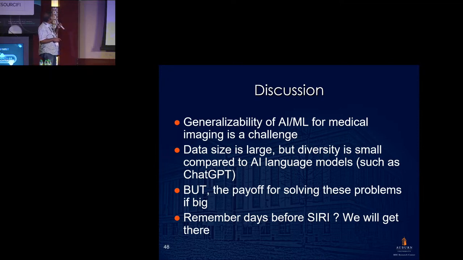What we find is that the generalizability of these machine learning algorithms in the field of medical imaging is a challenge. As I said, the data size is large, but the diversity is small compared to the very successful language models. But the payoff for solving these problems is big. Why is it big? Because, as I said before, there is huge diversity.